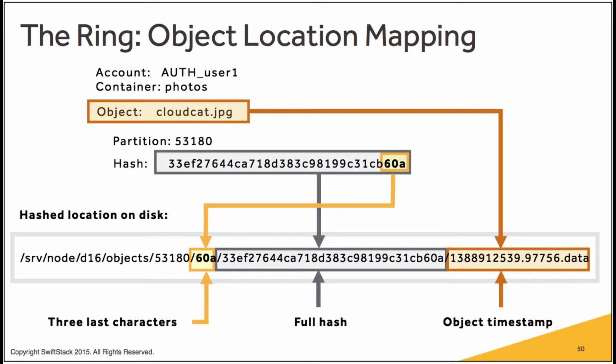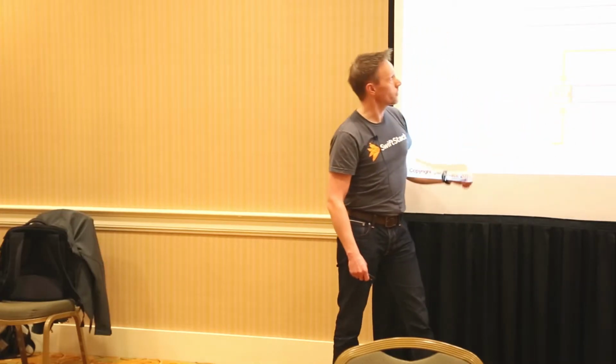This is an example that's taken directly from a command that's run on a node. And you can run the same command on all the different nodes, and they'll give the exact same answer. In this case, we see the account, we see that's user 1, we have a container called photos, we have an object, and it's called cloudcat.jpg. And you have the partition number that it's going to live in, and you get a hash of the entire path down like this.